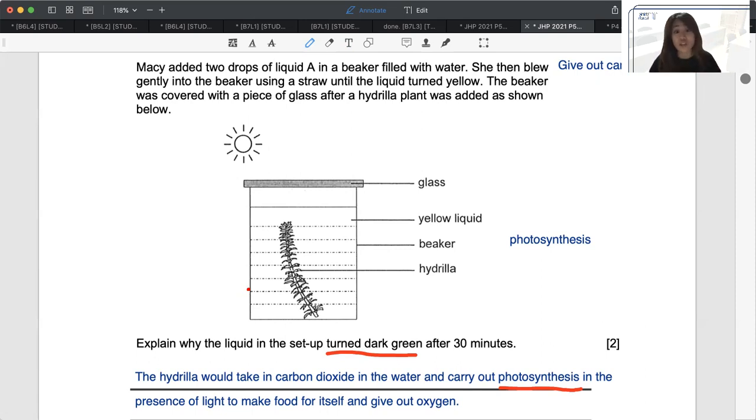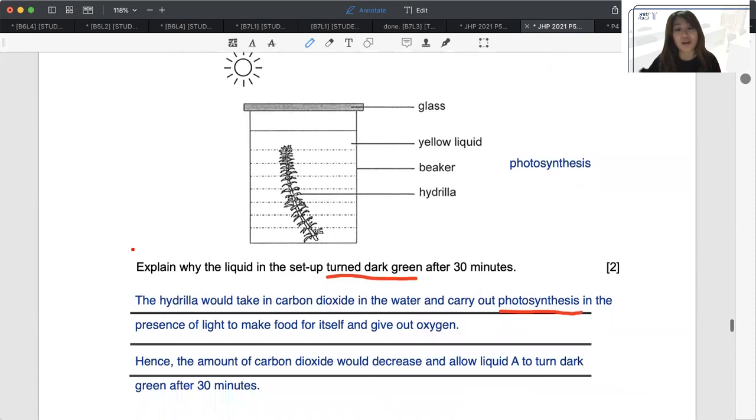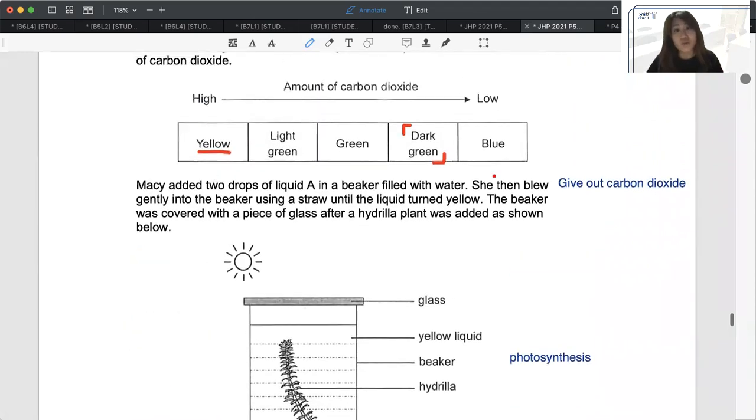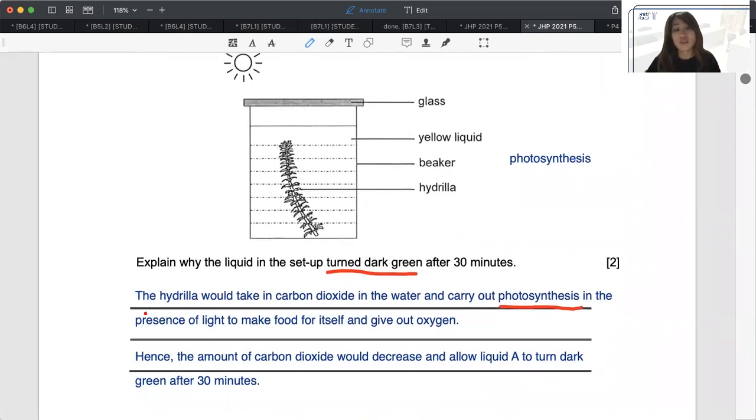All the more, this is a 2-mark question. So why then will the liquid turn dark green? Your next mark comes from the linking back part. So you must say, because the plant is taking in carbon dioxide in the water, the amount of carbon dioxide will decrease in the water, which is why liquid A will turn dark green. And we know from the previous table, when the amount of carbon dioxide in the water is low, dark green or blue is a possibility. So this part here is so important, telling me that the amount of carbon dioxide in the water would decrease, and therefore A would turn dark green after 30 minutes.